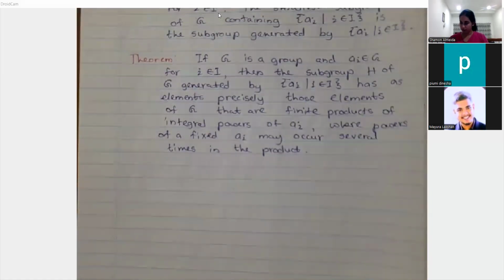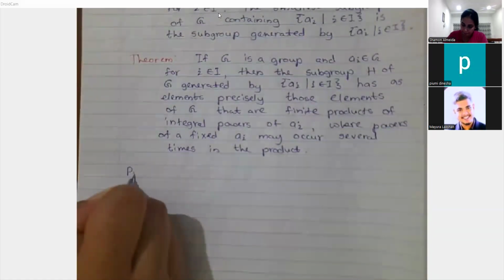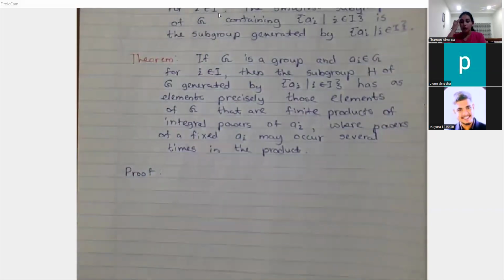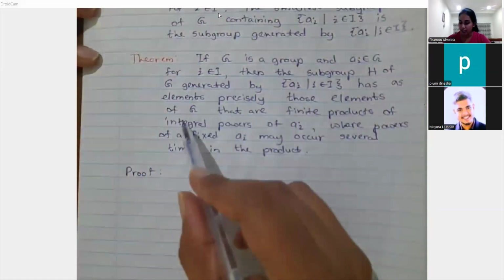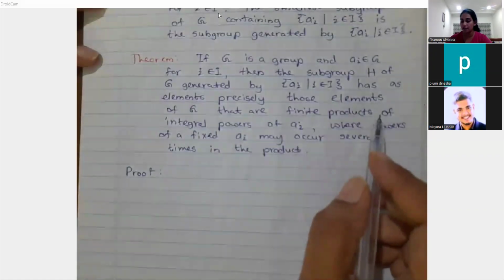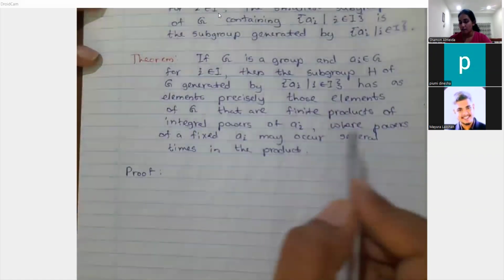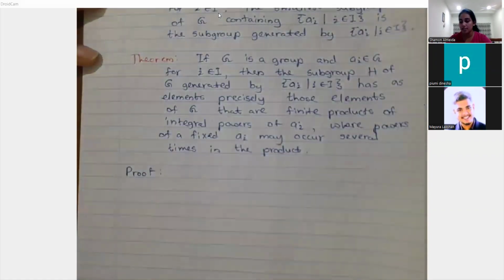Let's do the proof. Okay, now let's go over the statement once again. G is a group, a_i is in G, for i coming from some index set I. Then the subgroup H of G, now we are taking H to be the subgroup generated by all these elements a_i, right? And what sort of elements does it have? It has elements of G that are finite products of integer powers of a_i, where powers of a fixed a_i may occur several times in the product.